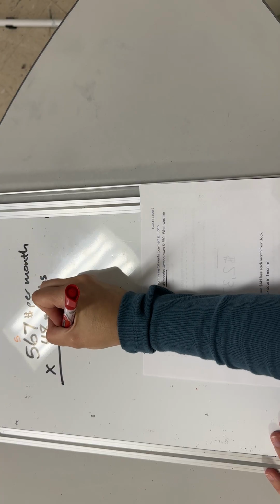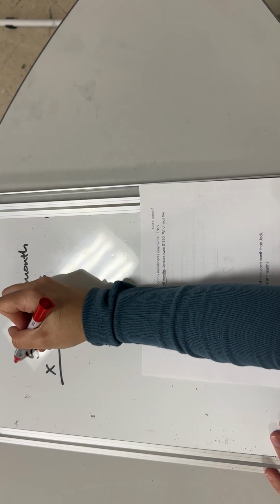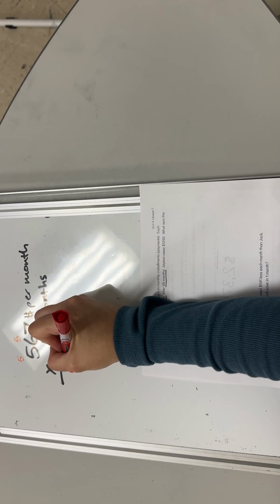Then I have 8 times 6, which is 48. And 48 plus 5 is going to give me 53. So I'll place this 3, carry this 5. Next, I'm going to do 8 times 5 to get 40, plus 5 is 45.